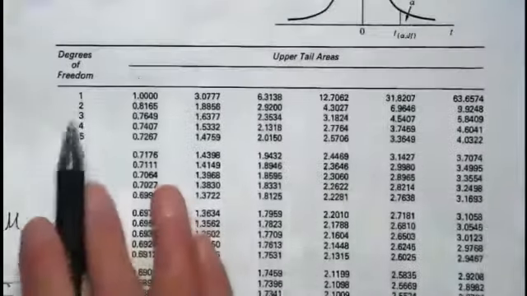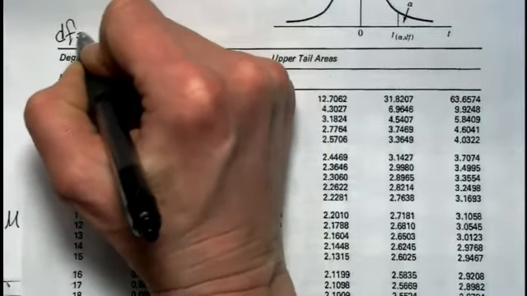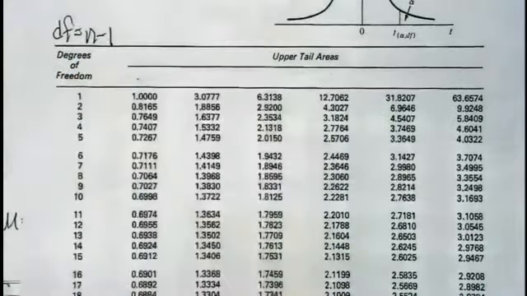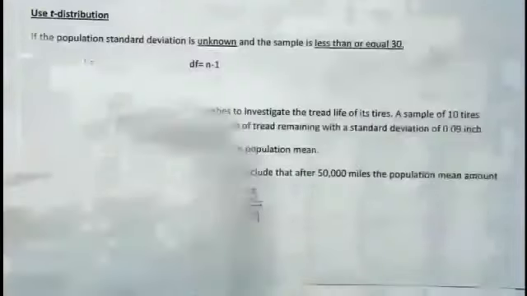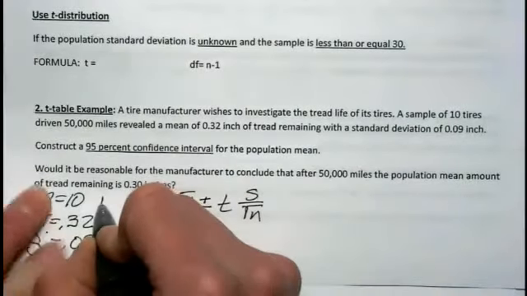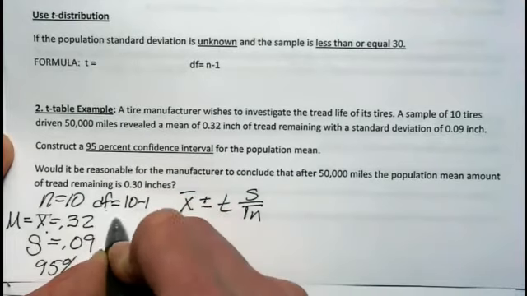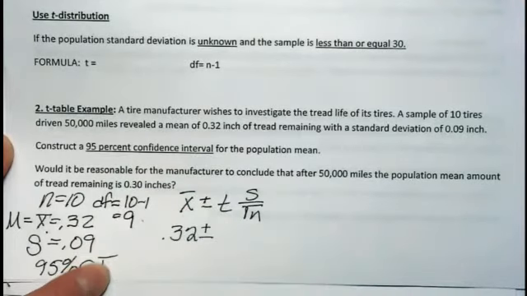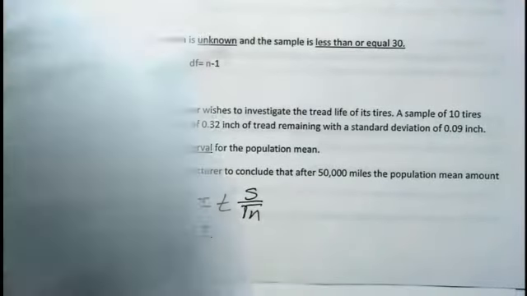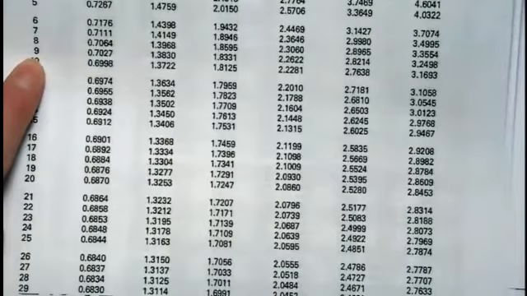You are welcome to write the degrees of freedom formula right above here. Degrees of freedom are equal to n minus 1. You can write it right on there and bring it into the test. So, we have a sample size of 10, and our degrees of freedom are n minus 1, 10 minus 1. So our degrees of freedom are 9 at 95% confidence. So let's look at this: 9 degrees of freedom.